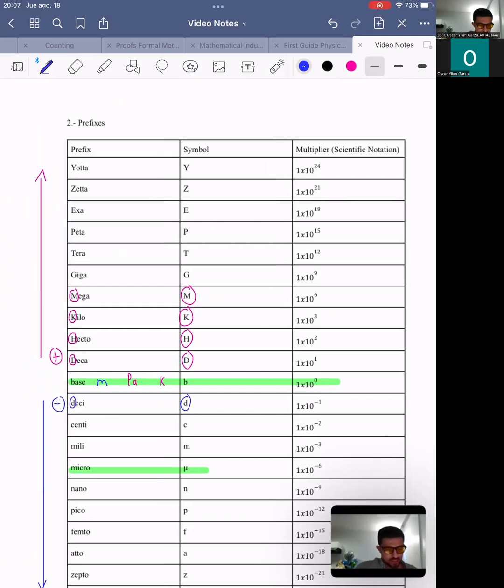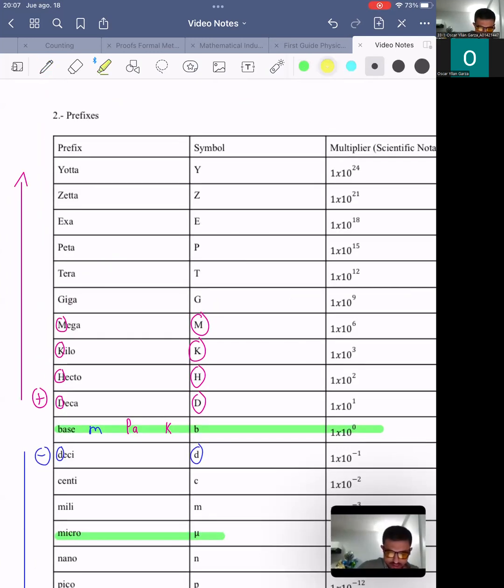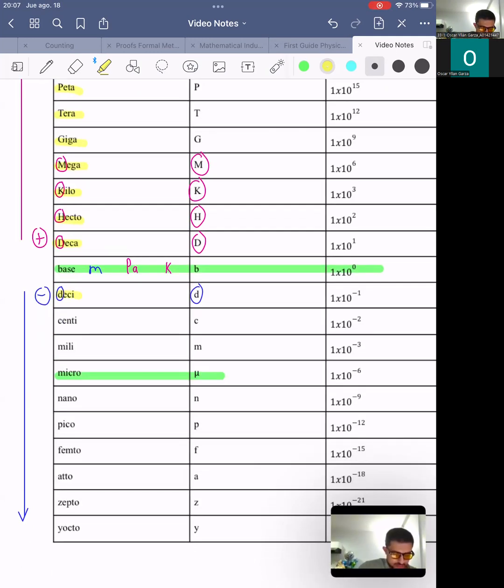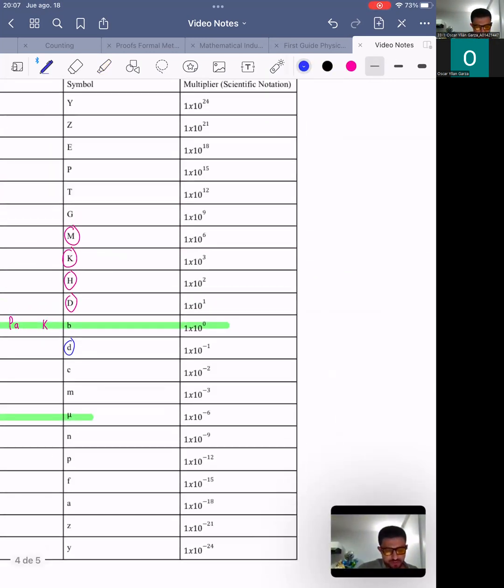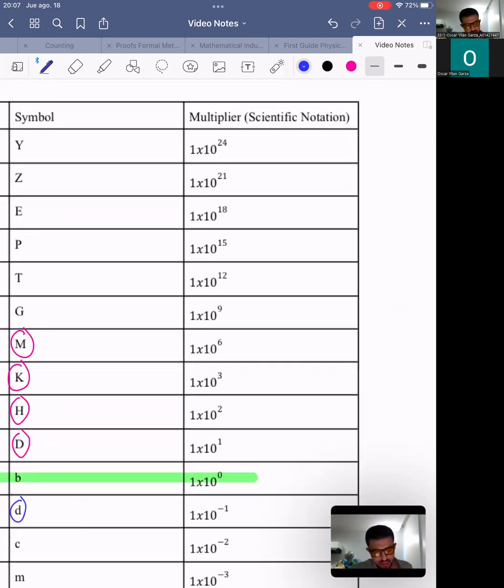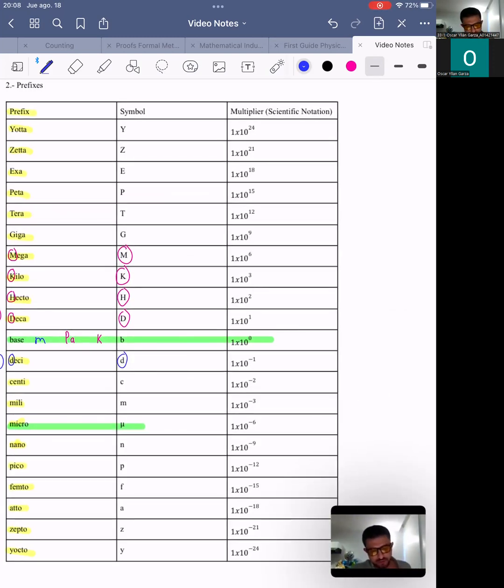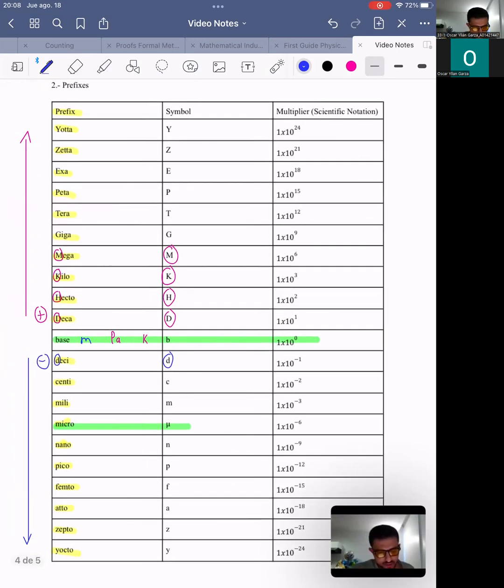Okay, we have the prefixes that are these: yotta, zetta, exa, peta, tera, giga, mega, kilo, hecto, deca. The base, then deci, centi, milli, micro, nano, pico, femto, atto, zepto, and yocto. What is really important is to know how much we are incrementing or decrementing our units.